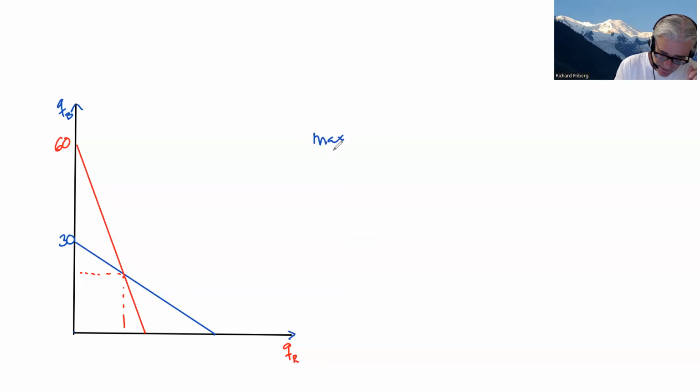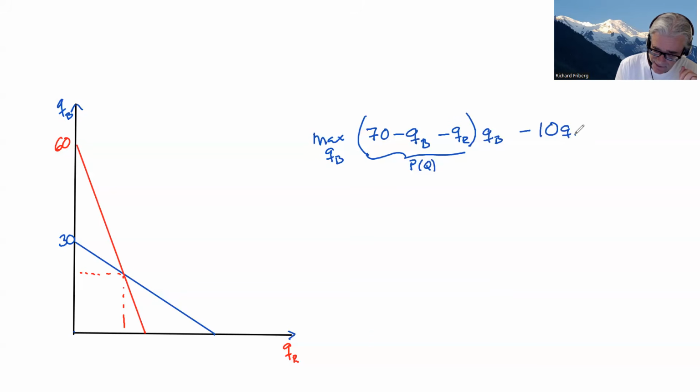Well, we have basically the same kind of setup that we had before. If we have 70 minus capital Q as the market demand, demand is given by 70 minus QB minus QR. So this is P of Q times QB minus the cost, 10 QB. When we looked at Cournot, we said that each firm was treating the other firm's quantities as a constant in the maximization problem. And then we went back to solve the whole thing.